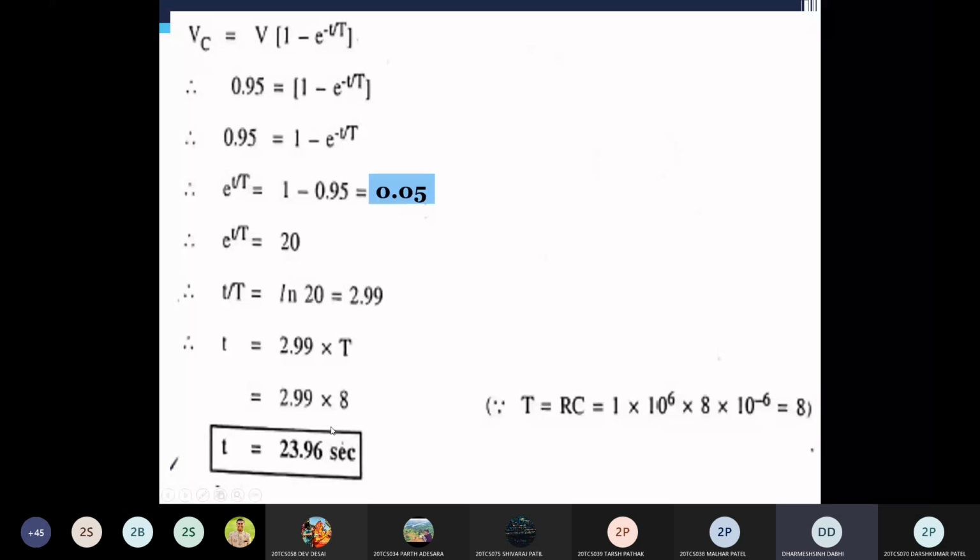So now is there any doubt? All of you please correct it here: it is e raised to minus t upon T is equal to 0.05, because that creates confusion. So can I move on to the next example?